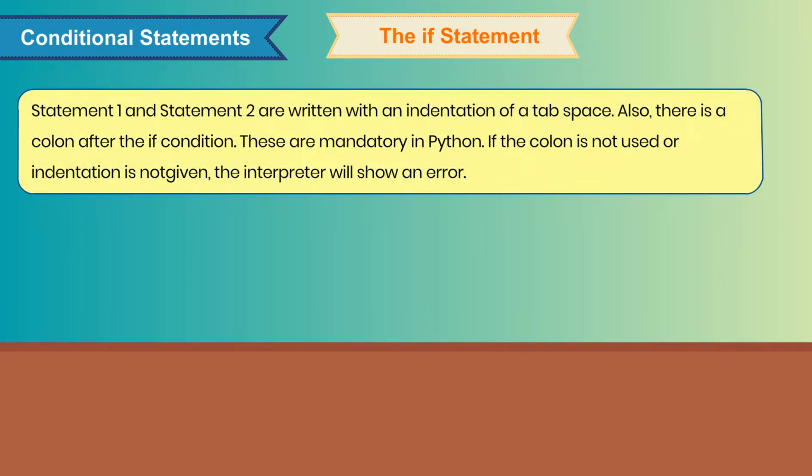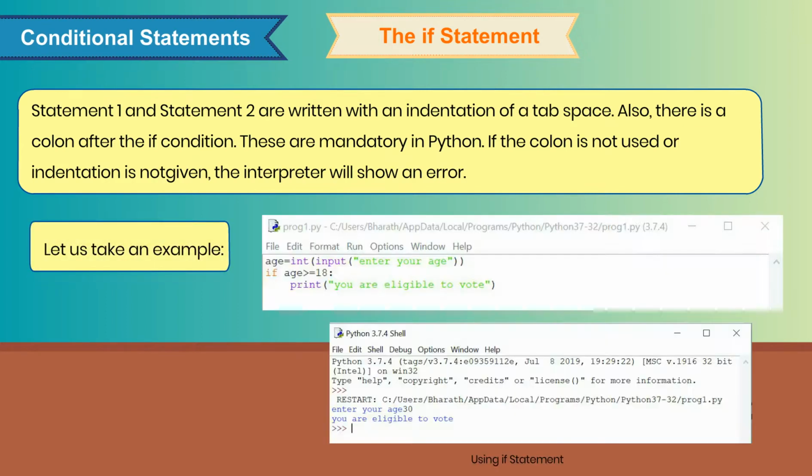Statement 1 and Statement 2 are written with an indentation of a tab space. Also, there is a colon after the if condition. These are mandatory in Python. If the colon is not used or the indentation is not given, the interpreter will show an error. Let us take an example.